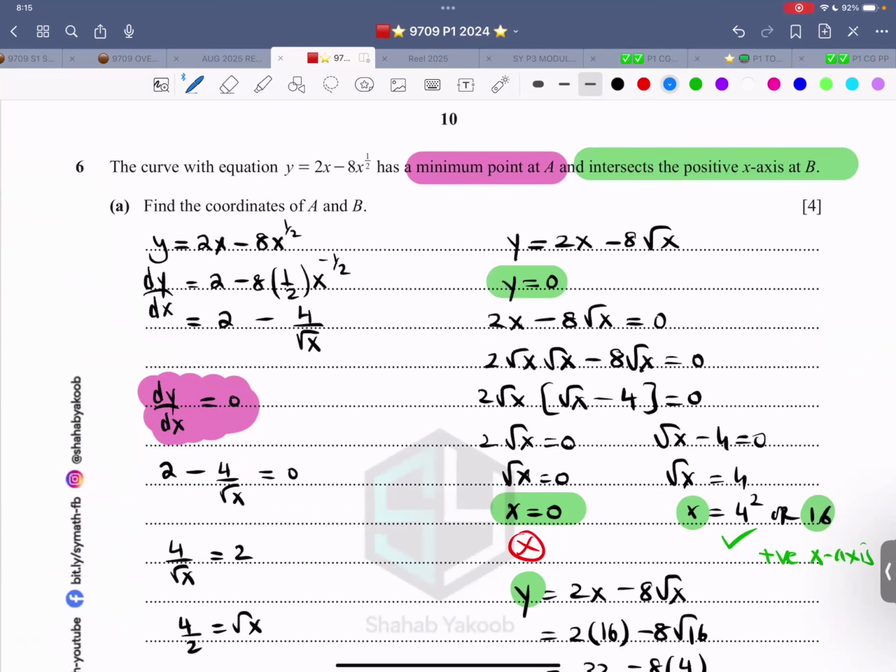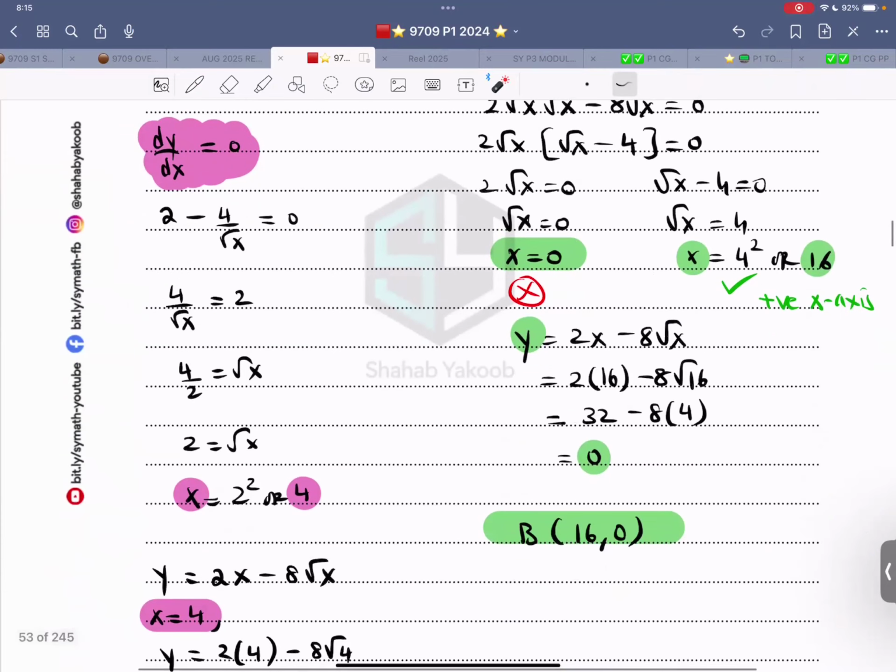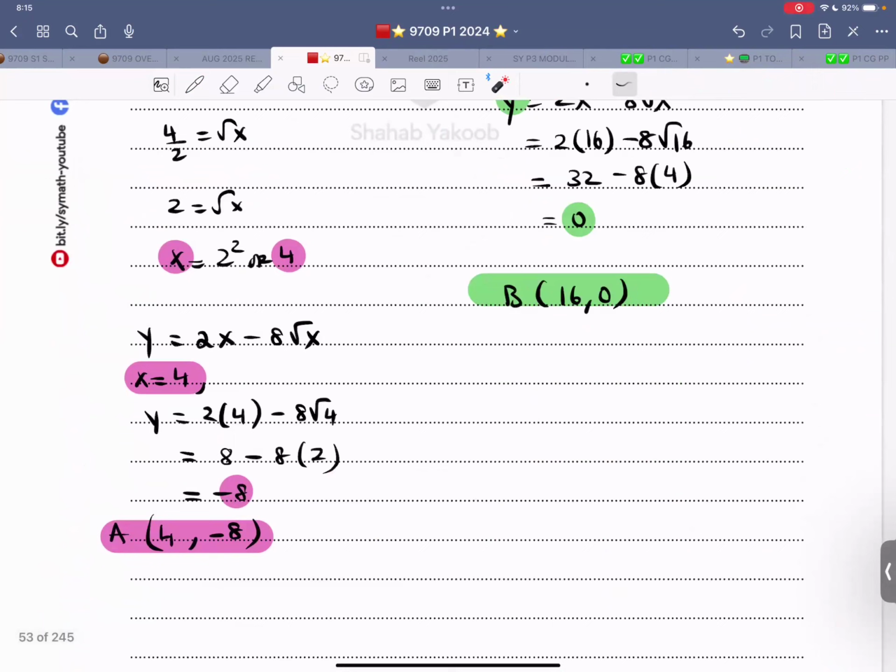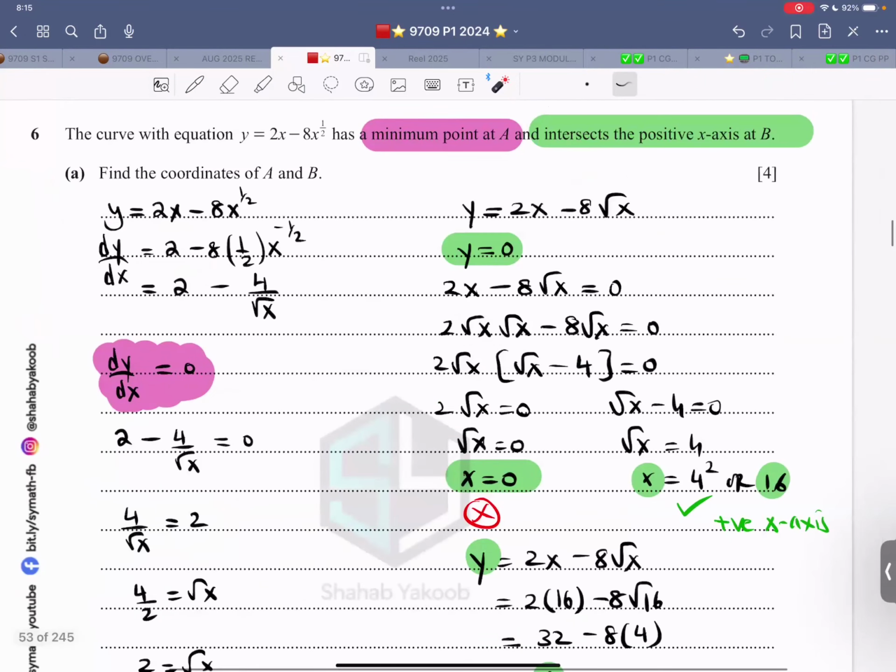First of all, let me focus on this thing. This is y. It's already written properly. dy by dx equals 0. Minima, maxima, it's a turning point. You get x equals 4. You get y equals negative 8. So that's the coordinate of A. Intersects the positive x-axis at B.